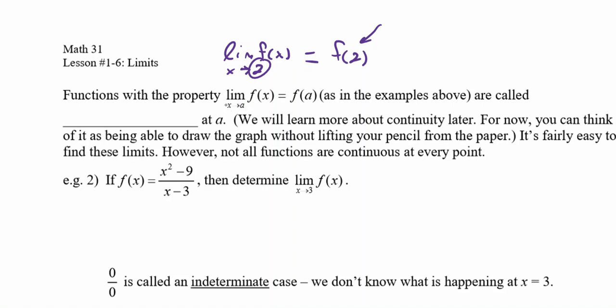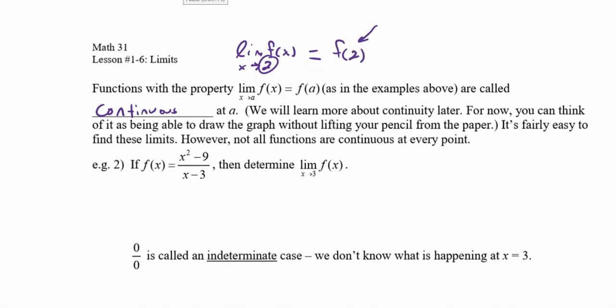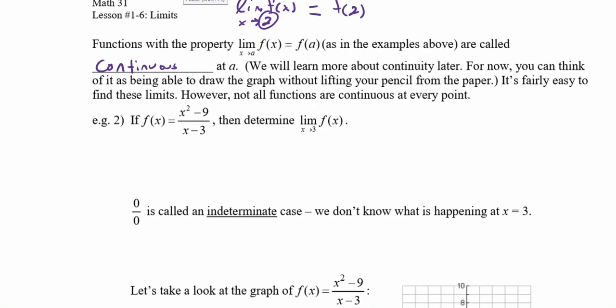So anyway, it says functions with the property that the limit of f of x as x approaches a is equal to f of a, as in the examples above, are called continuous at a. In the next lesson, we're going to be doing a lot more with continuity and continuous functions. But for the most part, you just plug them in. Now let's see what the problem is going to be and where they become a little more difficult.